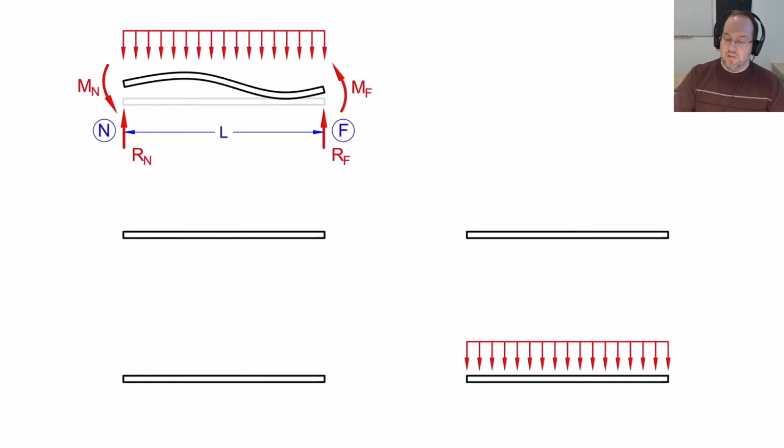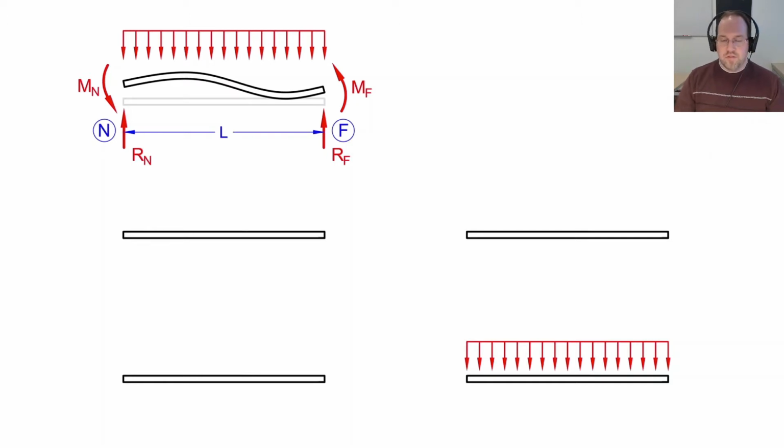Now, the slope-deflection equations will give me the end moments, Mn and Mf, and end forces, Rn and Rf, of any beam as a function of the loading along that beam, and the end displacements and rotations. Now, we'll be using the subscript n whenever we talk about the near node or the beginning of the beam, and we'll use subscript f for the far node or for the end of the beam.